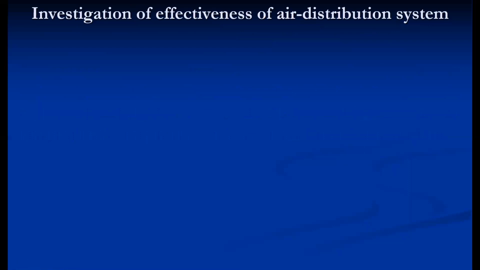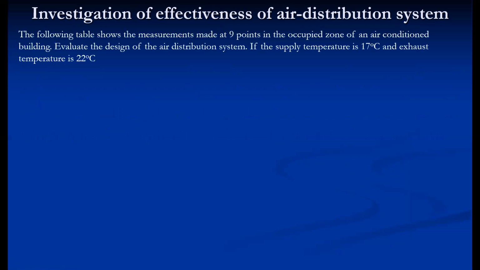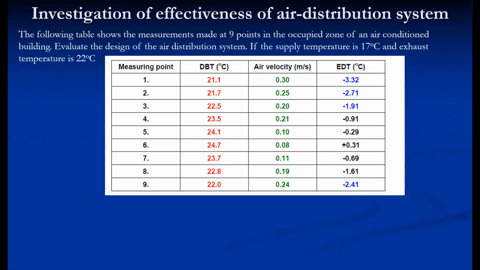These are the recommended velocities. Now, in order to investigate the effectiveness of an air distribution system, we'll take one example. This is a table which shows the measurements made at 9 points in the occupied zone of an air-conditioned building. In the measurement, generally dry bulb temperature and air velocities at different locations are measured.